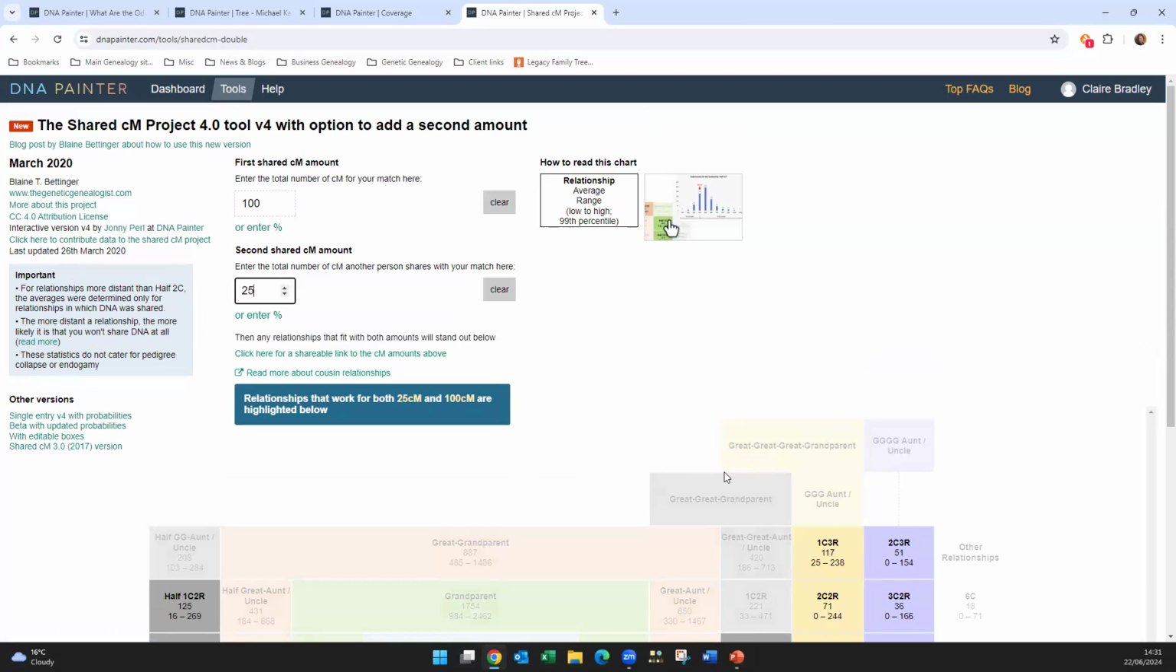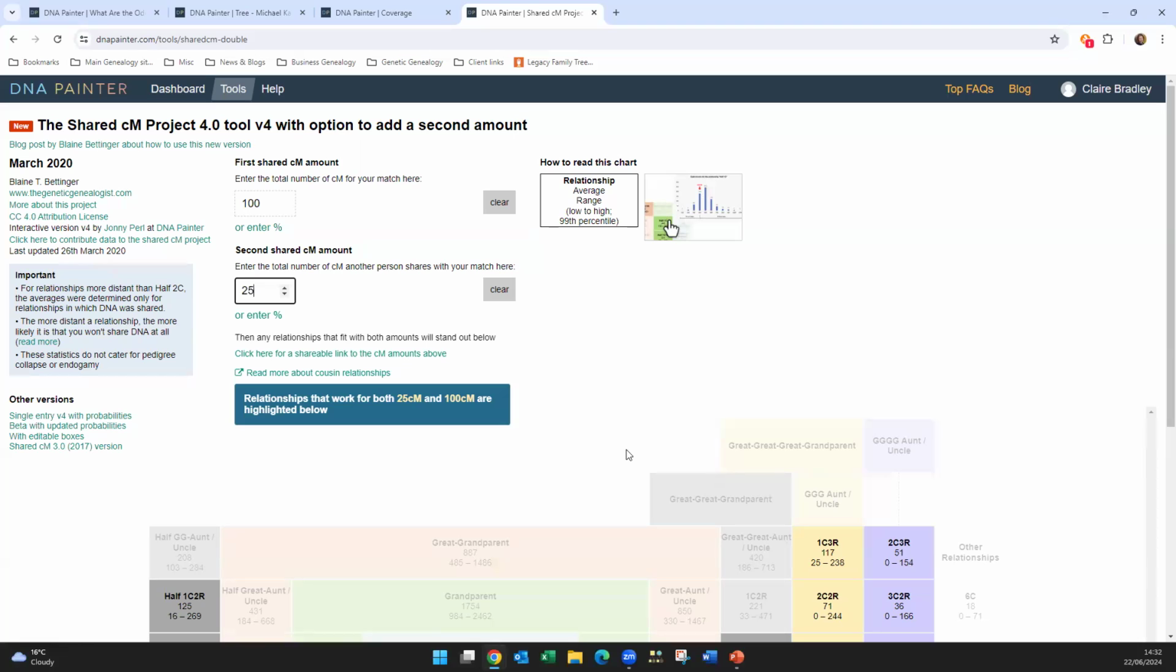So that is the Shared Centimorgan project. It's an enormously valuable tool. I use it every single time I analyze a match. I don't rely on what the testing site tells me. I always look at this to get all of the possibilities. But it's not the only thing you can do on DNA Painter.